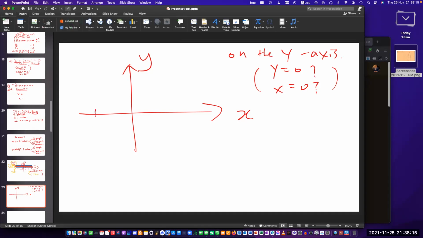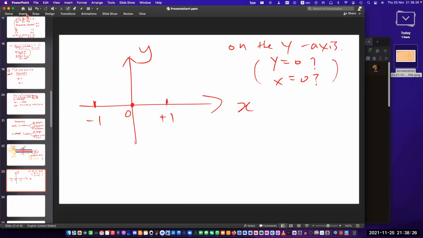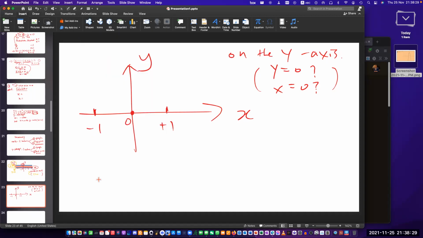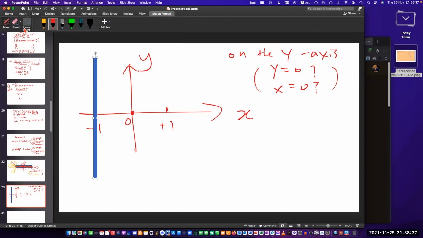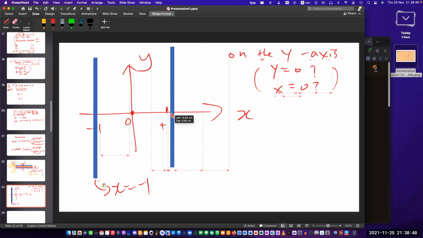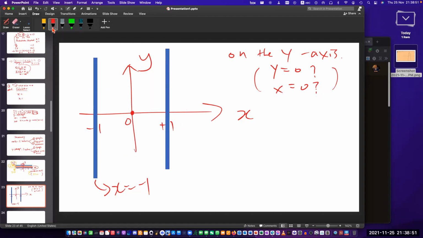Before you test, write down some numbers first. This is your -1, this is your 0, this is your +1, right? So just draw a line somewhere first. Let's draw it here. So where is this line? This line is on x = -1. This is x equals to -1, right? Good. So what is this line then? X equals to +1. Very good.